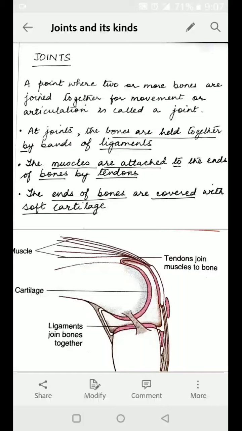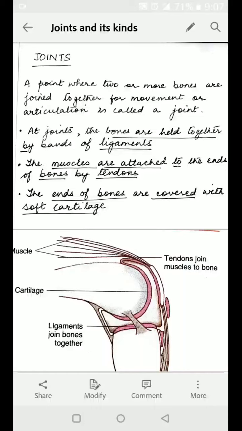A joint is actually a point where two or more bones are joined together for the purpose of movement or articulation. We can move our body parts, we can move our body. This is actually possible only because of joints in our body.